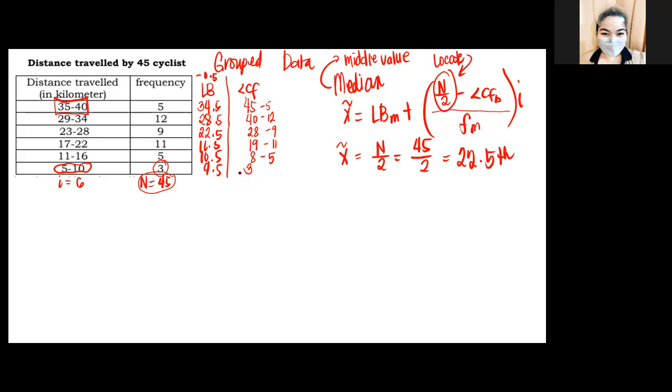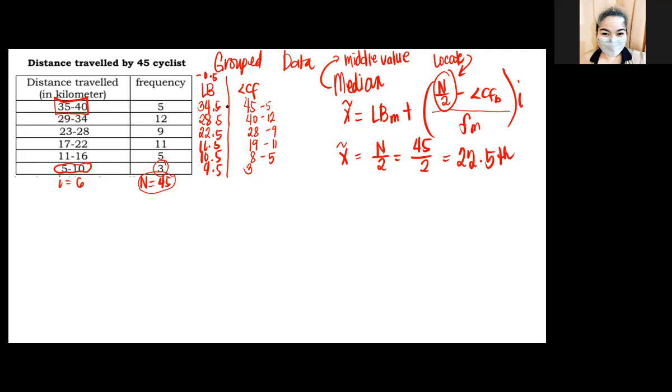Pwede rin naman pabaliktad, mag-add ka naman. So, 3 plus 5, 8, plus 11, 19, plus 9, 28, and so on. Okay? So, yun yung paraan on how to get the cumulative frequency. So, alam na alam niyo na yan kasi first week pa lang tinuro ko na yan sa inyo paano makuha si cumulative frequency.